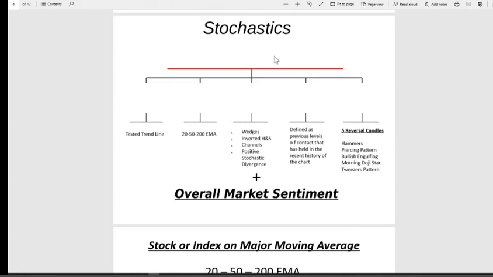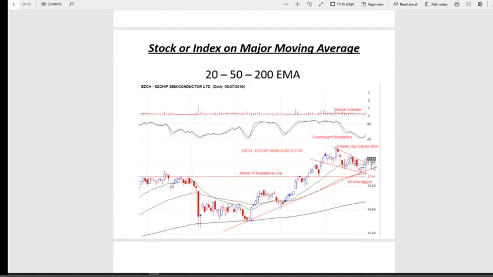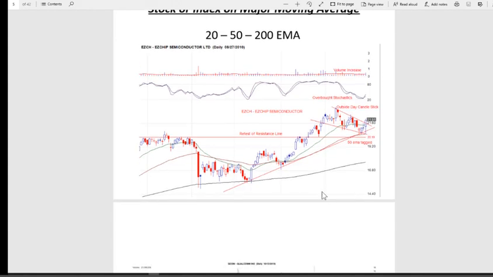So we want the stochastic divergence plus a trend line and a recognizable pattern, or a trend line and a reversal candle. These are defined as previous levels. That's the current high, low, and so on. And again, most of these patterns you'll see on here are things that you'll recognize us talking about every day. The wedge pattern.